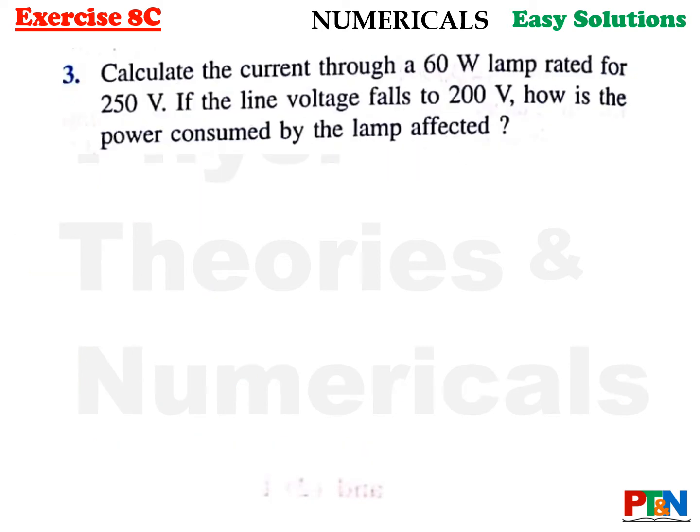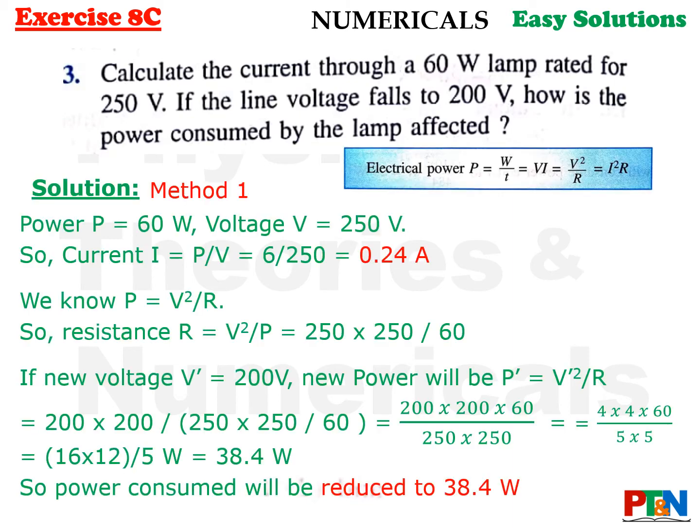Next numerical: calculate the current through a 60 watt lamp rated for 250 volt. If the line voltage falls to 200 volt, how will the power consumed by the lamp be affected? This is the solution. Again, simple formula. This is the first method. What has been given? Power 60 watt, voltage 250 volt, current is P by V, that is 60 by 250, that is 0.24 ampere.